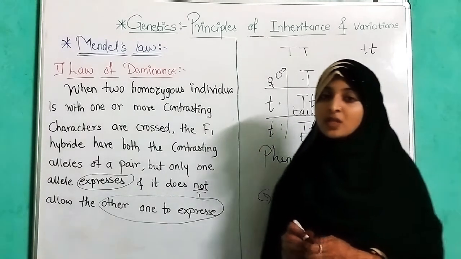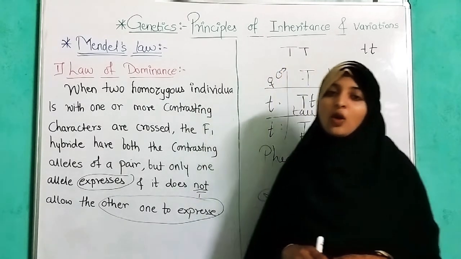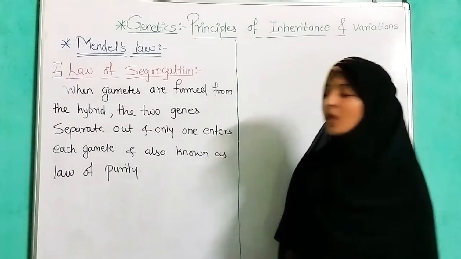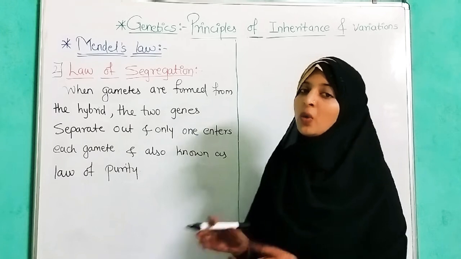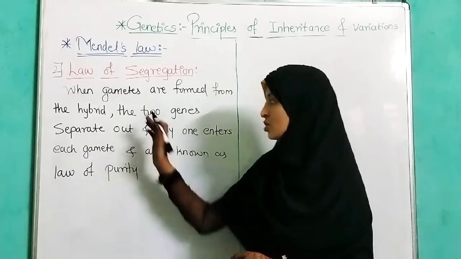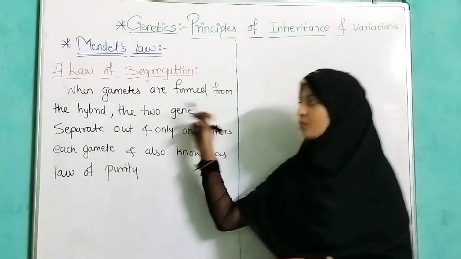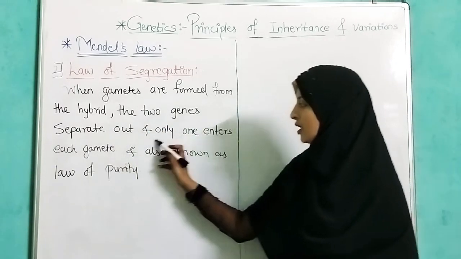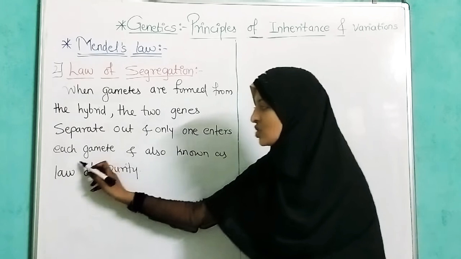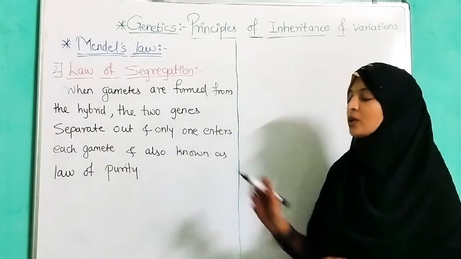Now we are going to discuss the second law, the law of segregation. Now here the second law is the law of segregation. What does it mean? When gametes are formed from the hybrid, the two genes separate out and only one enters each gamete, and it is also known as the law of purity.